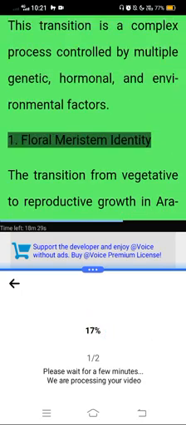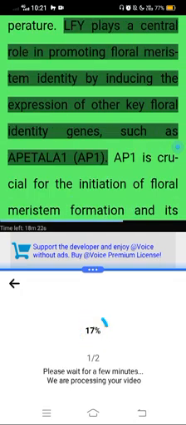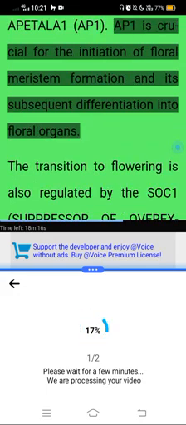1. Floral meristem identity. The transition from vegetative to reproductive growth in Arabidopsis is driven by the Leafy, LFY, gene, which is activated by various environmental and endogenous signals, including photoperiod and temperature. LFY plays a central role in promoting floral meristem identity by inducing the expression of other key floral identity genes, such as Apetala 1, AP1. AP1 is crucial for the initiation of floral meristem formation and its subsequent differentiation into floral organs.